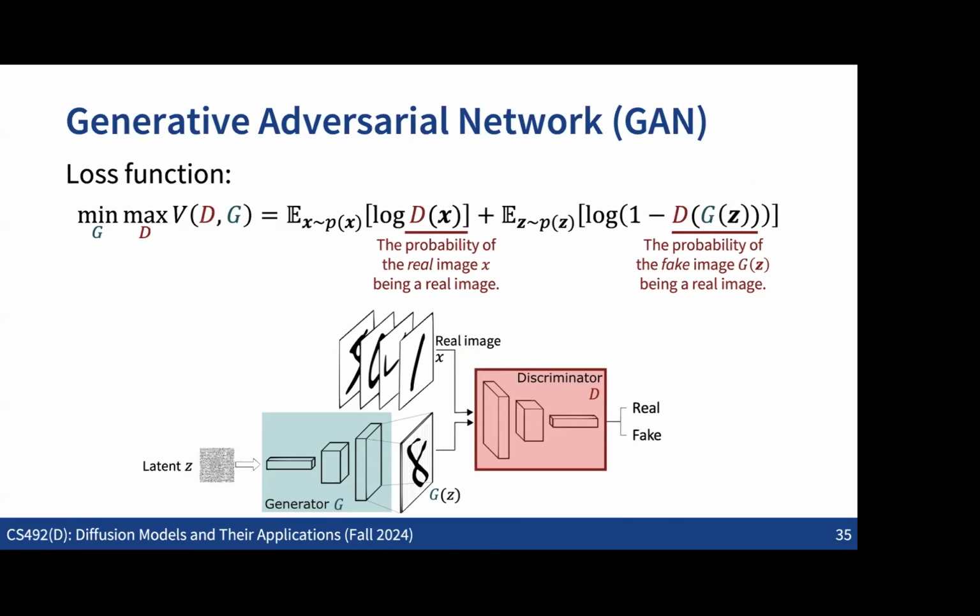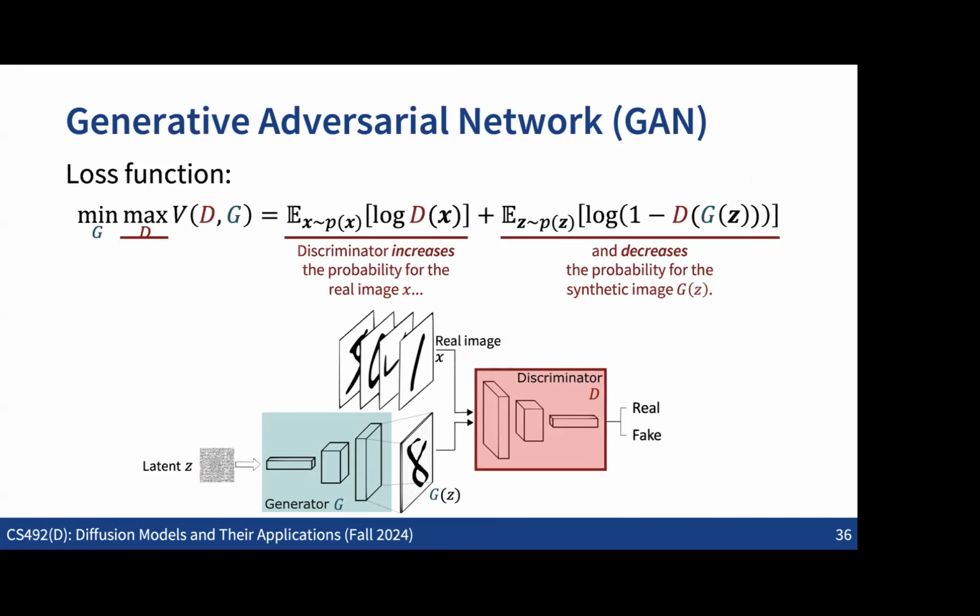Is this clear? If we look at the loss function, we are combining minimization and maximization. It is an optimization function where we are maximizing the overall terms with respect to the parameters of the discriminator. From the discriminator's perspective, we want to increase the probability for the given real image x, and we also need to decrease the probability for the given synthesized image.